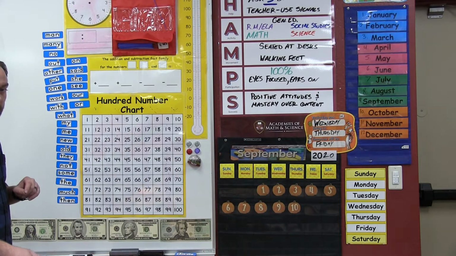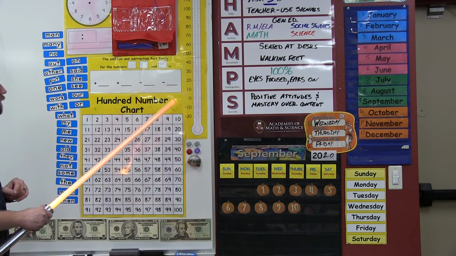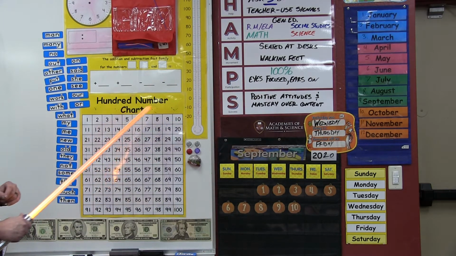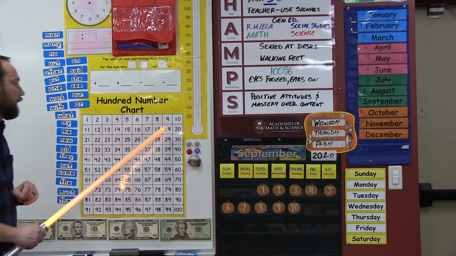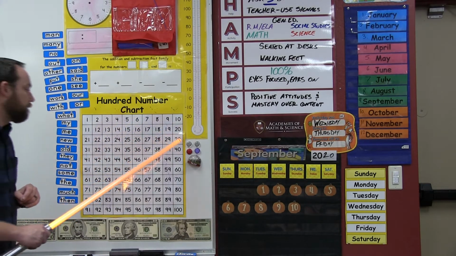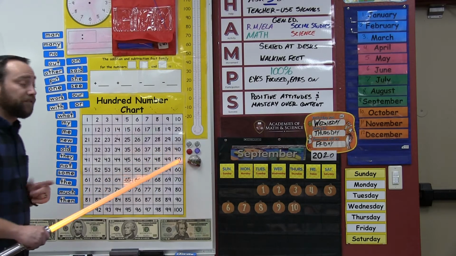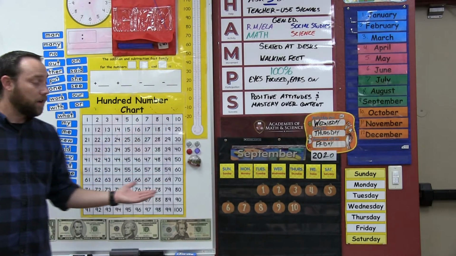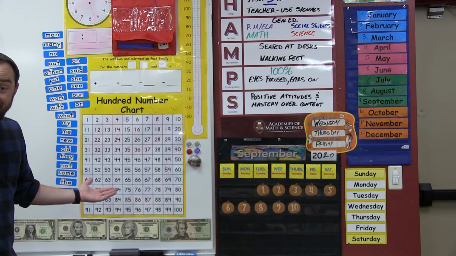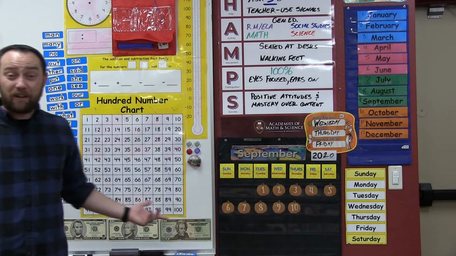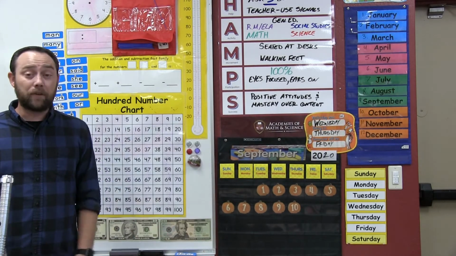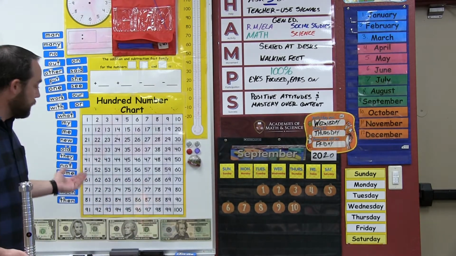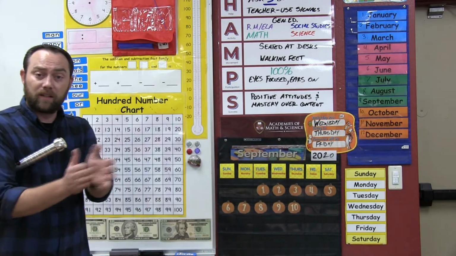Ready? Set. Go. 5, 10, 15, 20, 25, 30, 35, 40, 45, 50. Craziness! That's so fast counting by 5s. Oh my goodness. That was good. Good work, guys. Good work.